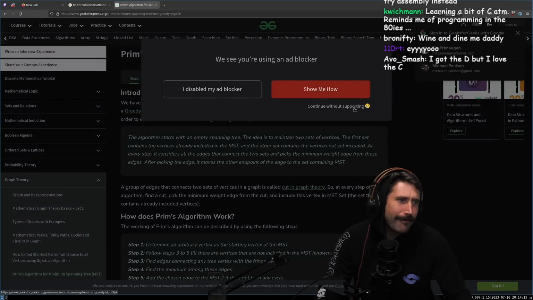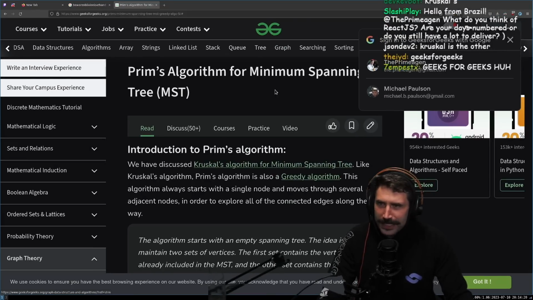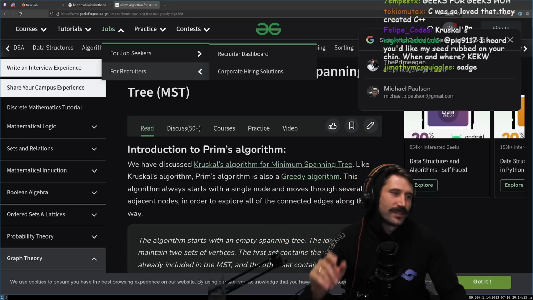Continue without supporting. Wah! Suck it. Upside down E place. Geek for geeks. Okay, I have no problem saying Kruskulls. That's right, Kruskulls.